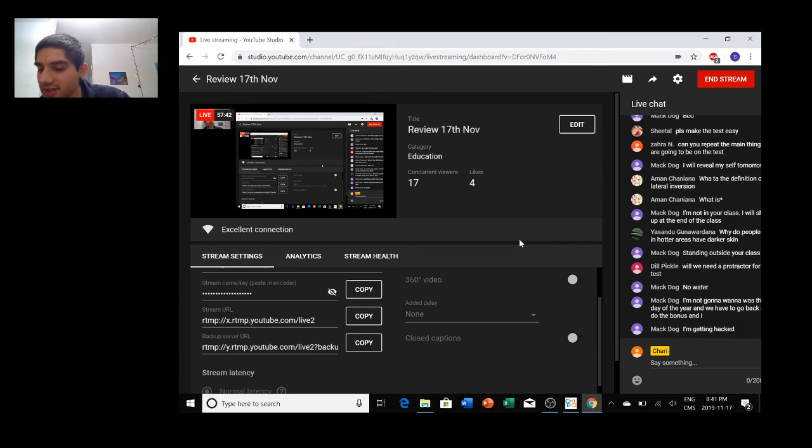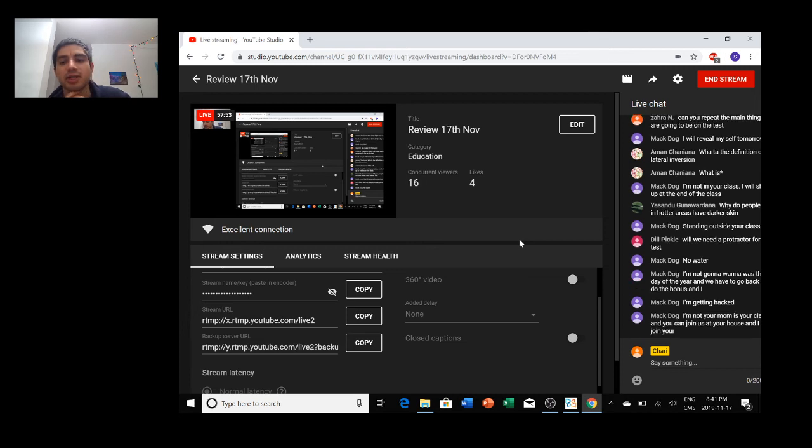The definition of lateral inversion is the switch from left to right when something is viewed in a plane mirror.